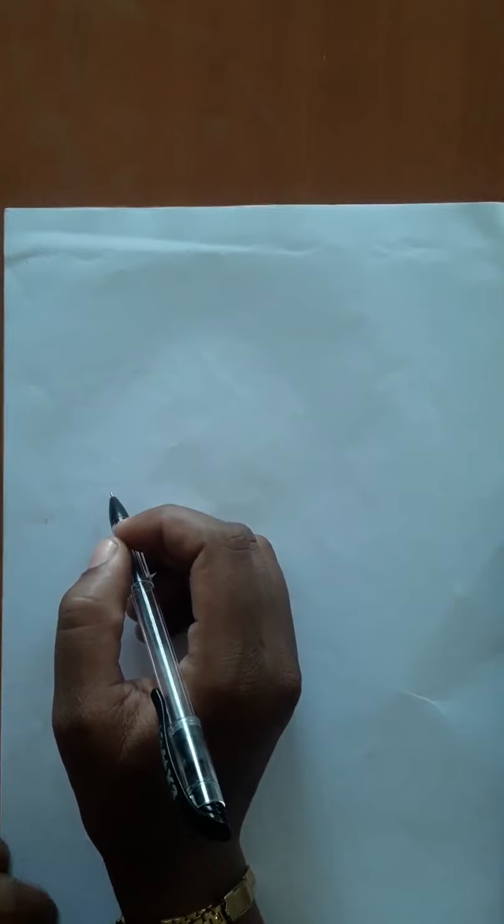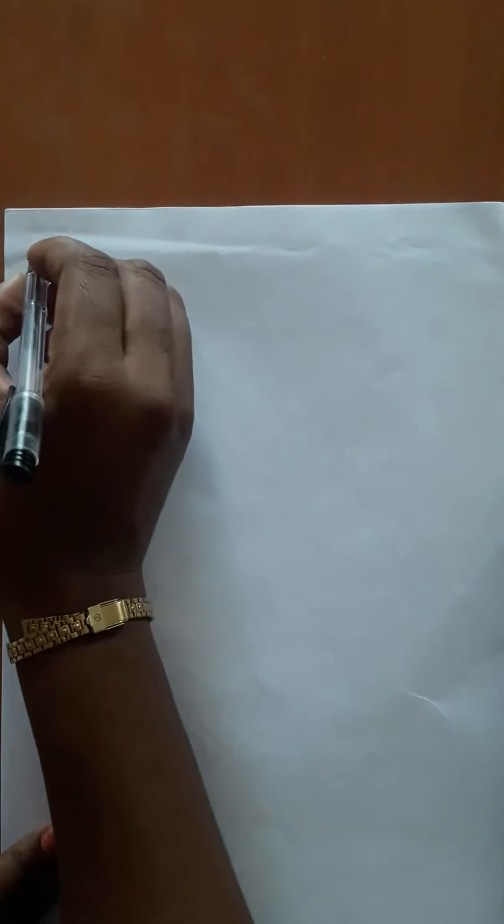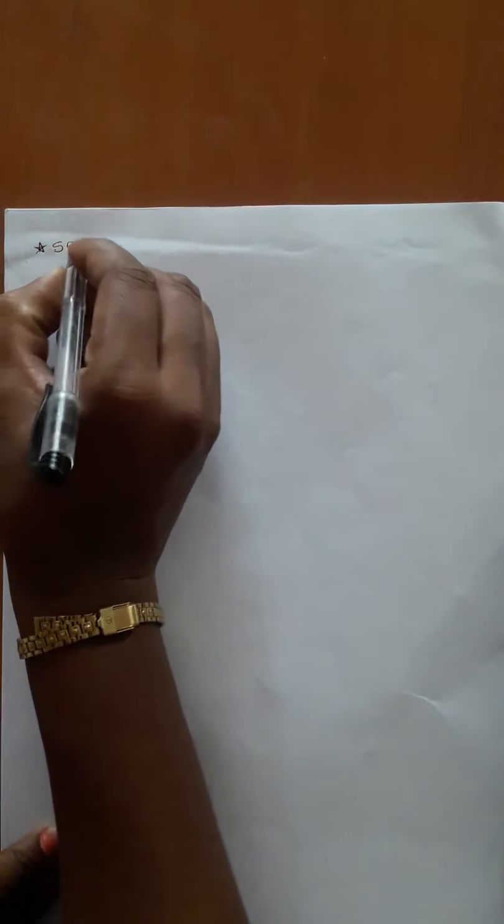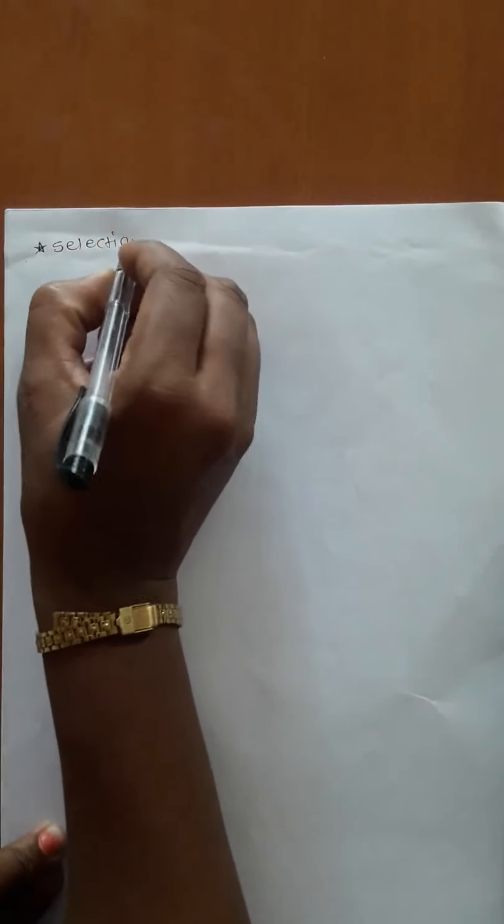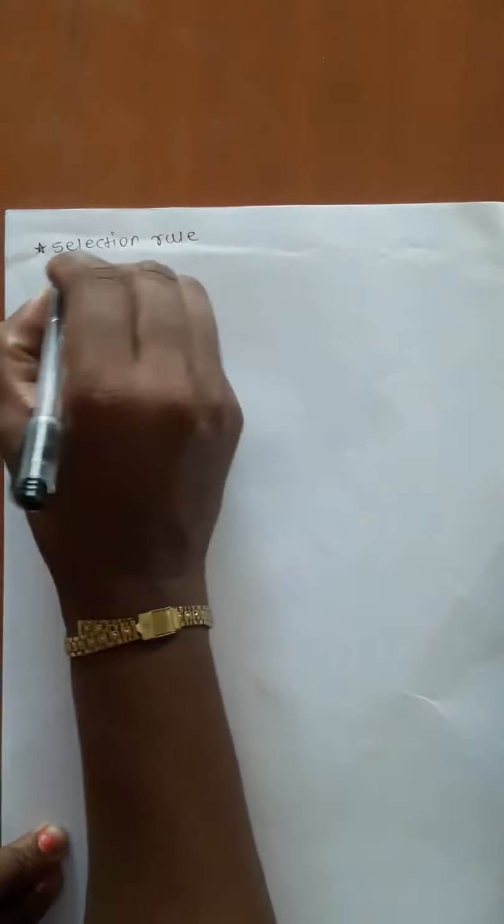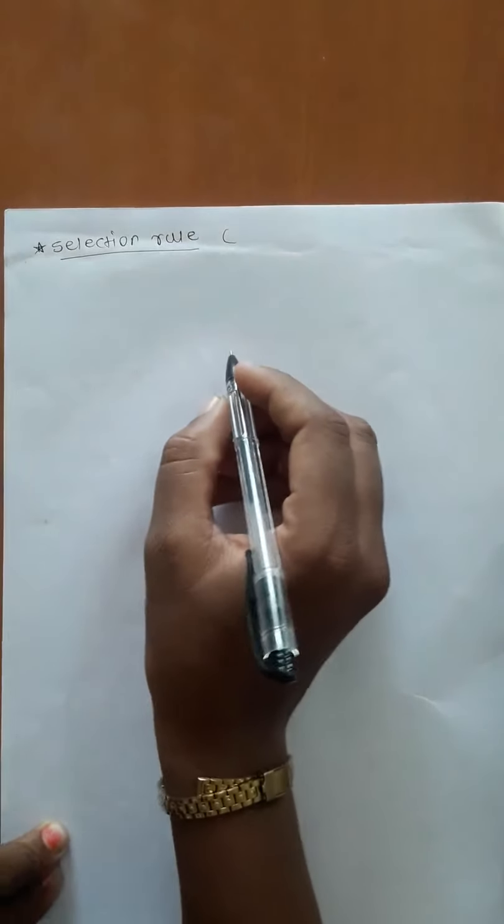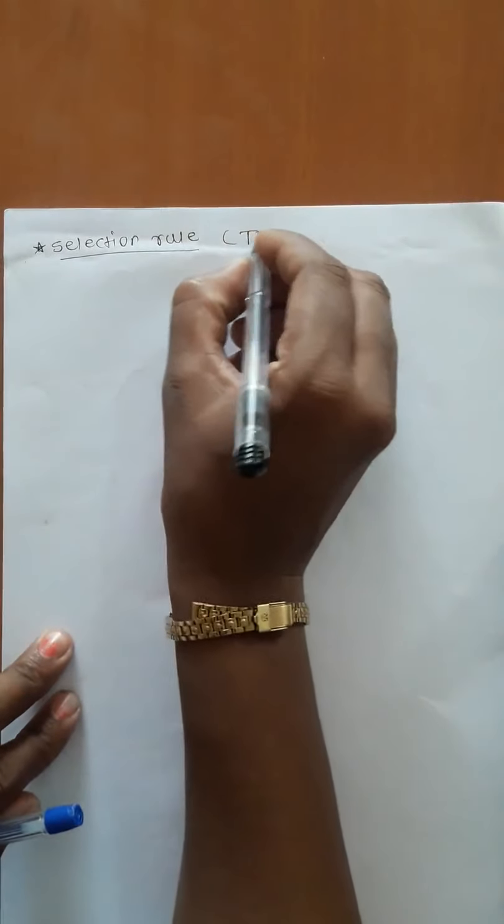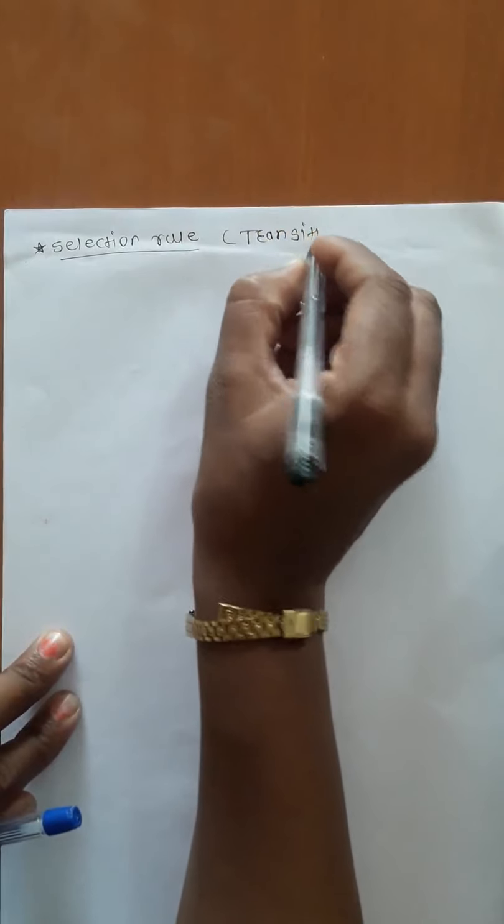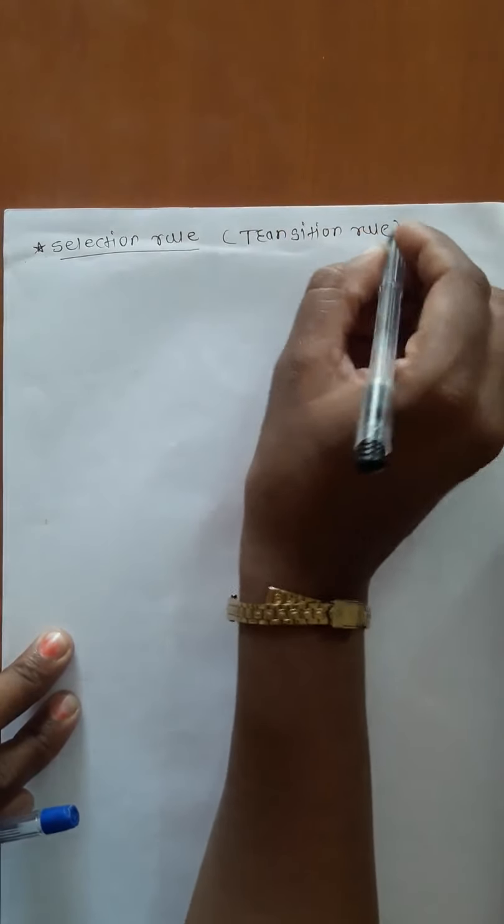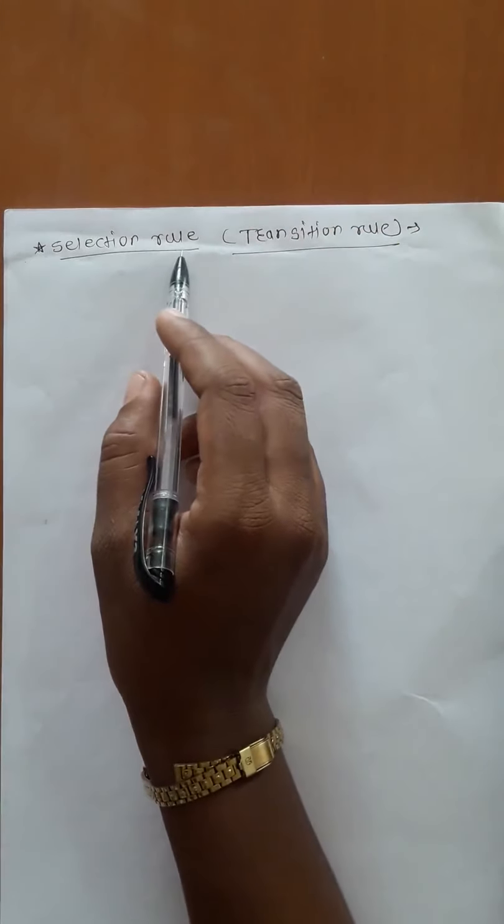In this lecture I am going to explain the selection rule, which is also called the transition rule. Now first, what is meant by this selection rule?